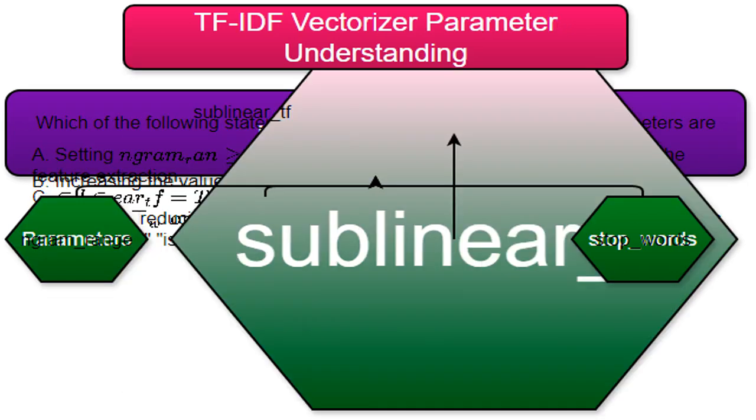I use this parameter to remove common words, like the, is, that don't usually add much meaning to the analysis. Setting stop_words equals English automatically uses a list of common English words to remove, cleaning up the data. I think of it as removing the clutter to make the important words stand out. It's like removing background noise.